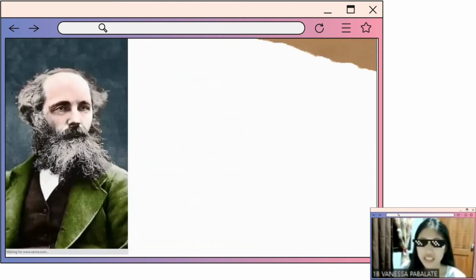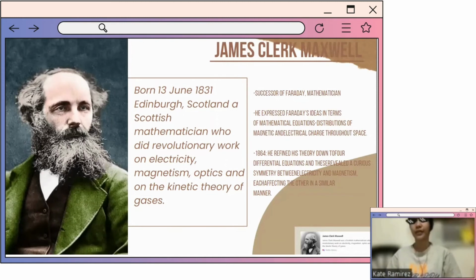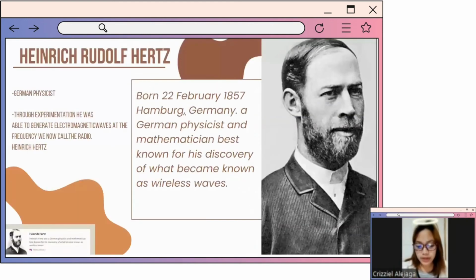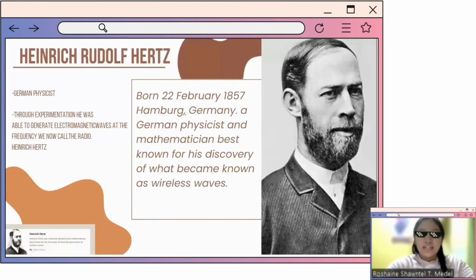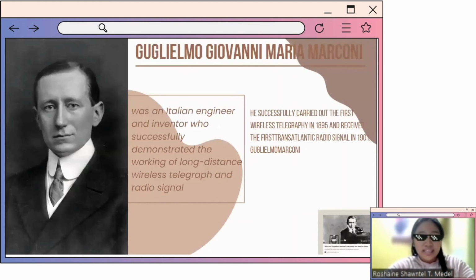James Clerk Maxwell expressed Faraday's idea about lines of force in mathematical equations for magnetic and electrical fields, that is, the distribution of magnetic and electrical charge throughout space. By 1864, he had refined his theory down to a system of four differential equations that related changes in the magnetic field to changes in the electrical field. Heinrich Hertz generated electromagnetic waves at the frequency that we now call radio and detected them experimentally. And lastly, Guglielmo Marconi successfully carried out the first wireless telegraphy in 1895 and transmitted and received the first transatlantic radio signals in 1901.